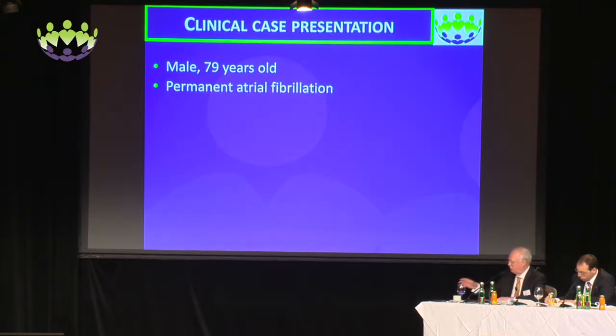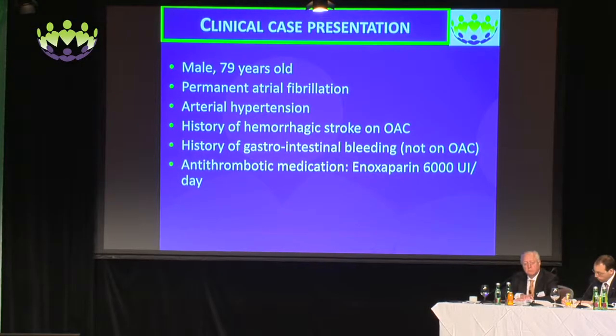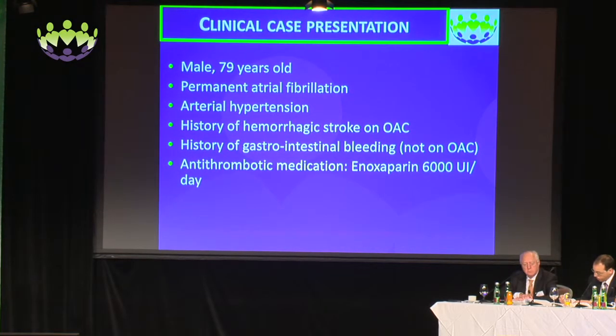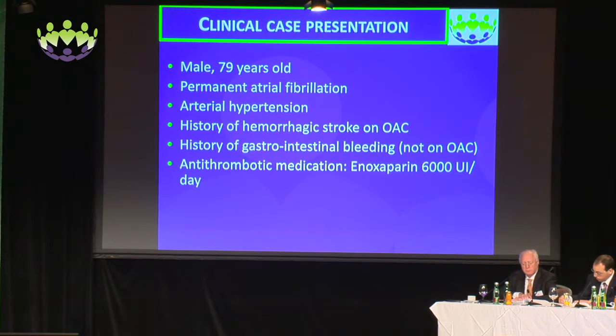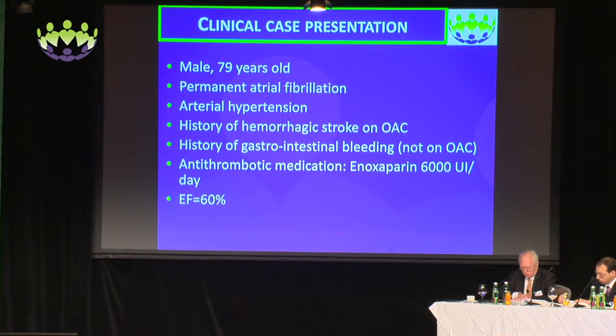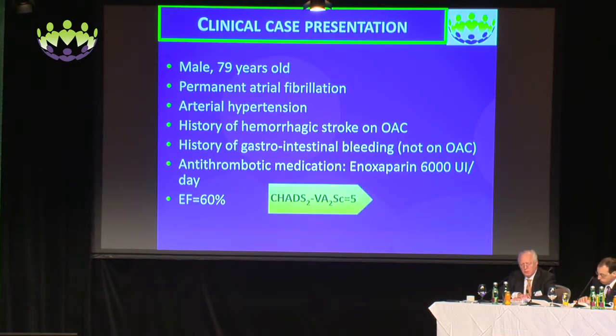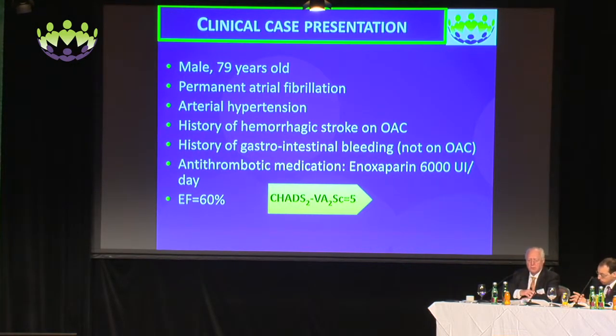79-year-old man with permanent atrial fibrillation and arterial hypertension, history of hemorrhagic stroke on oral anticoagulant, and history of gastrointestinal bleeding without oral anticoagulant. The gastroenterologic specialist gave antithrombotic medication with enoxaparin and good ejection fraction without valvular disease. And this is the typical history of a patient with a high risk of cardioembolism.